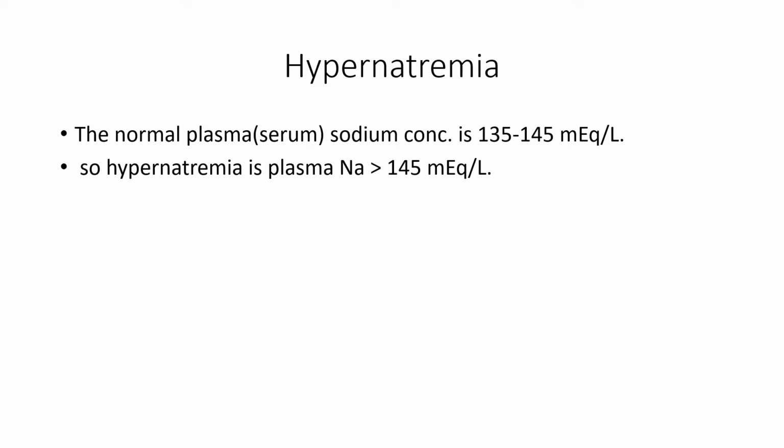نبدأ نتكلم عن الصوديوم سواء هايبرناتريميا أو هايبوناتريميا، وده موضوعنا الأساسي. نبتدي بالهايبرناتريميا. The normal sodium or serum sodium concentration is 135 to 145 milliequivalent per liter. So hypernatremia is defined as blood sodium more than 145 milliequivalent per liter.